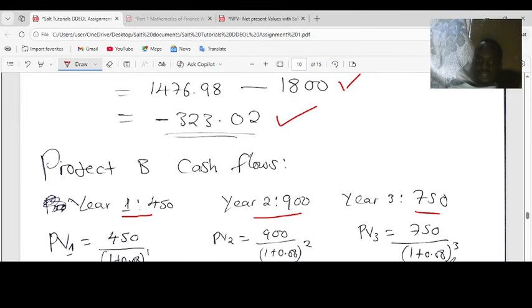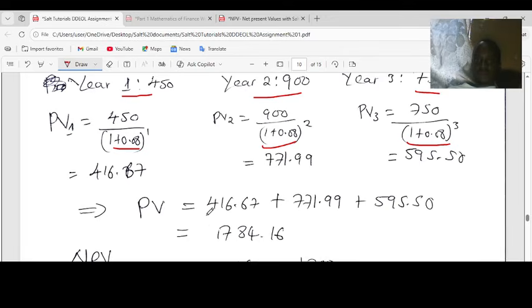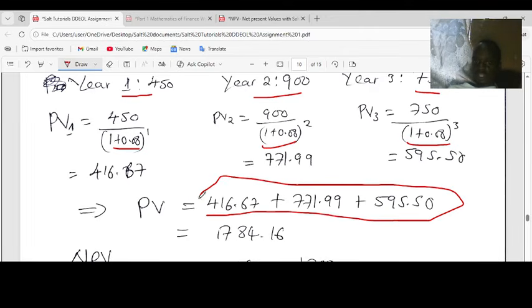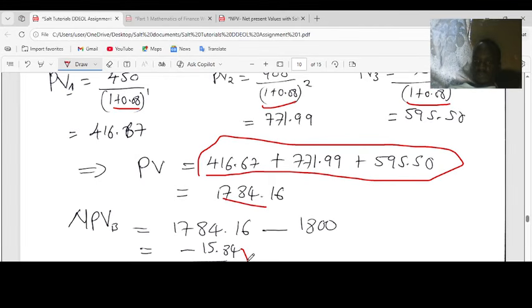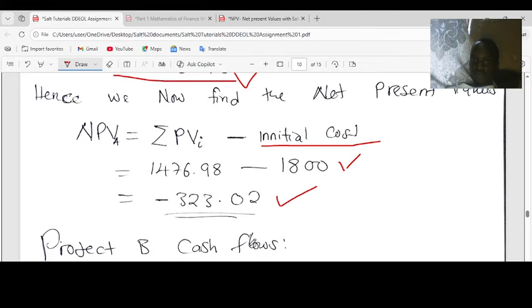Remember the formula, and then sum all the present values. So when you sum all the present values, we have that, and then we subtract the what? The initial cost. The initial cost has already been given for both to say it is 1,800 kwacha. So compare now. This is the NPV for project B, and this is the NPV for project A.